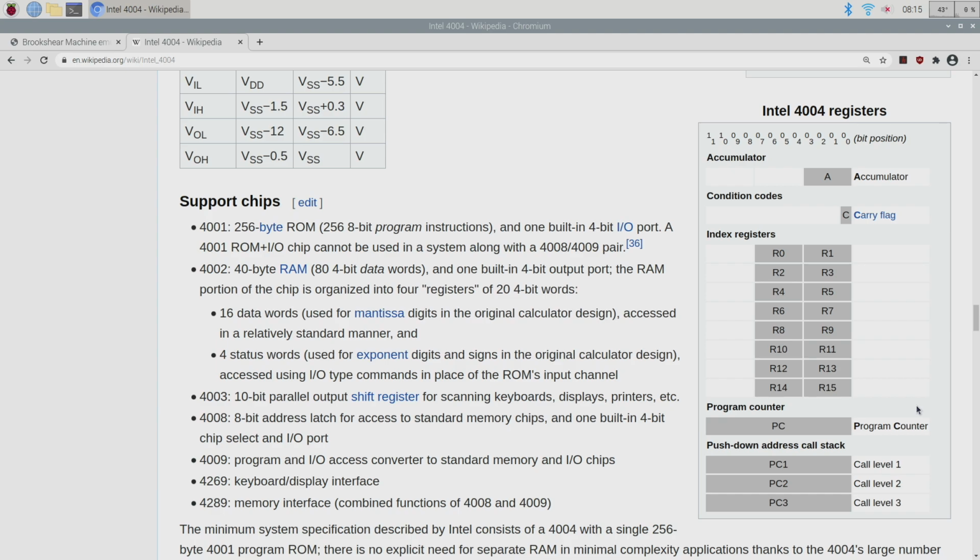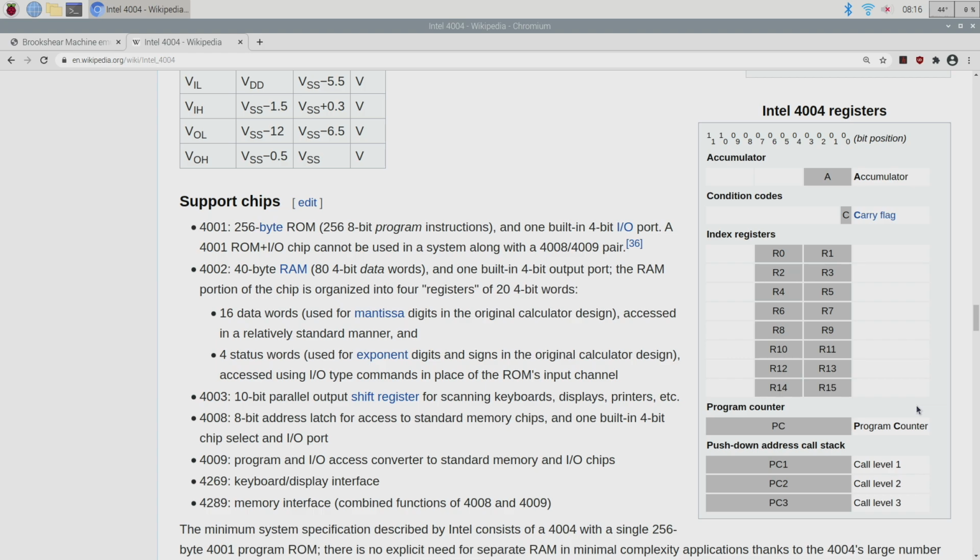It had index registers. It had this thing called the program counter. We'll talk about what that means in a moment. And it had this call stack, which our processor doesn't have. Basically, what that allows you to do is subroutines and, to a very limited extent, recursion. But if you think about a calculator, it doesn't really need to do a whole bunch of recursion.